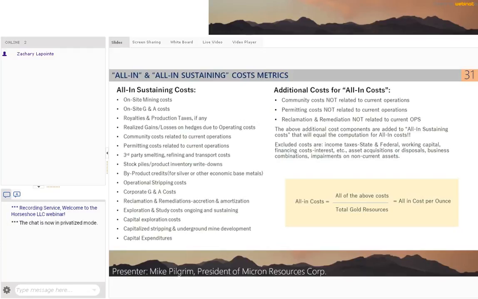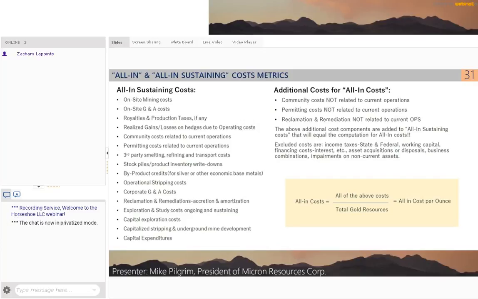Byproduct credits, for example, we've been talking gold, but we also have silver as other byproduct credit that will be added to that asset category. Operational stripping cost. This is the stripping cost we have to get to a vein or to the resource itself. And that is a cost. That is part of mining.